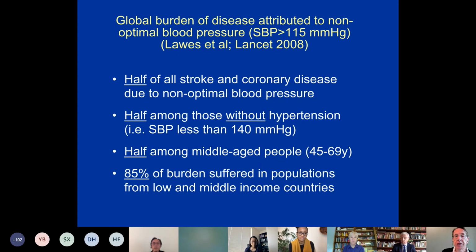And so in a paper in Lancet 2018, Law estimated that if you took a systolic greater than 115, then half of all stroke and coronary disease is due to non-optimal blood pressure. That half is among those without so-called hypertension. Half is among middle-aged people, but half is among older people. And importantly, which I think we'll come on to in the later talks, 85% of the burden is suffered in populations from lower middle-income countries. So we need to have strategies that are relevant to those populations and not just to the wealthy.